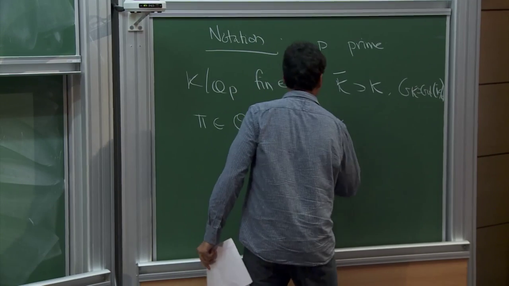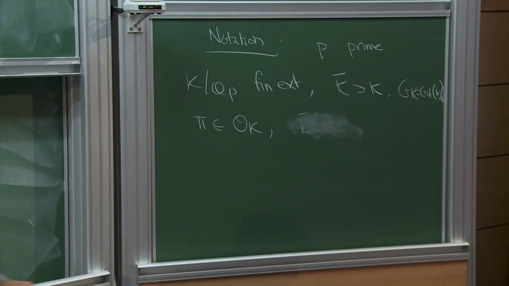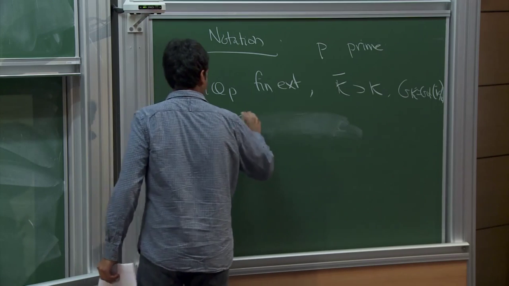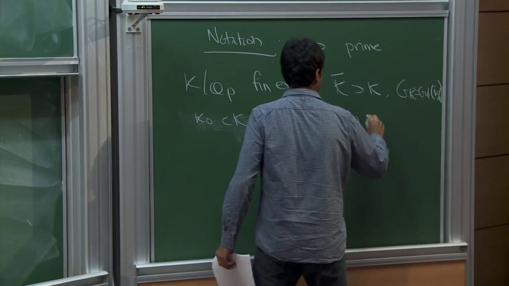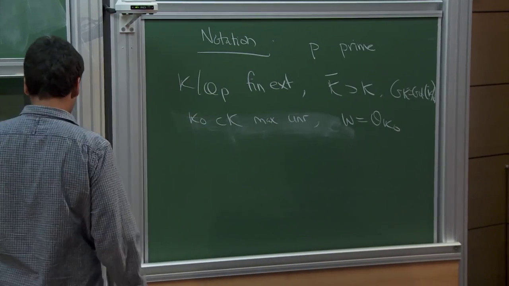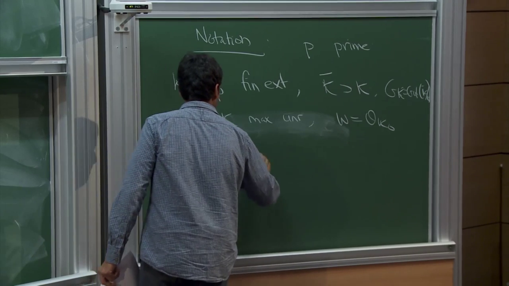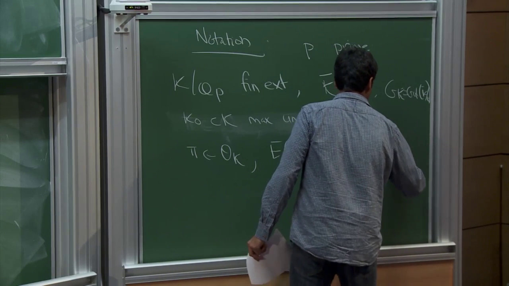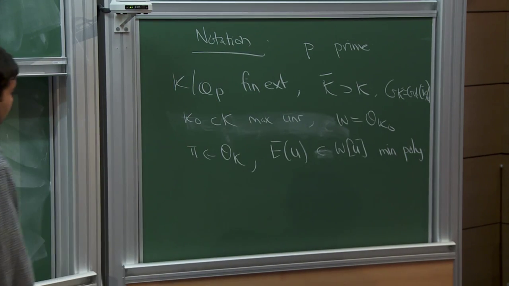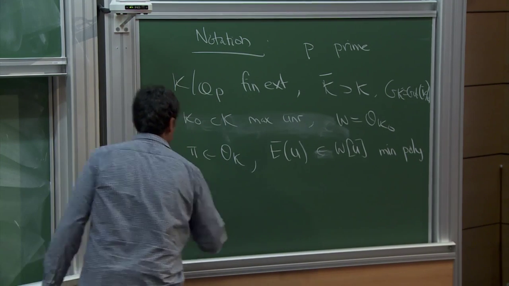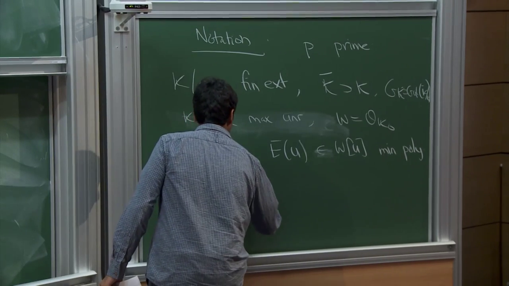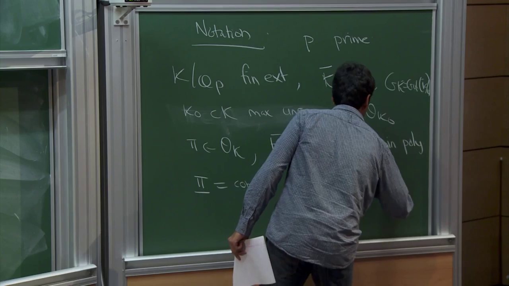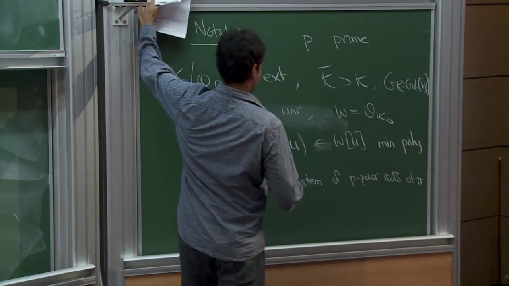E(u) inside... one needs another ring first, which is W. So K_0 is the maximal unramified subfield. W is the ring of integers. So K over K_0 is totally ramified. Pi is a uniformizer, and E(u) is its minimal Eisenstein polynomial. And this is still not enough. One has to make more choices. So I'm going to use the notation pi underline to denote a compatible system of p-power roots of pi in my chosen extension.